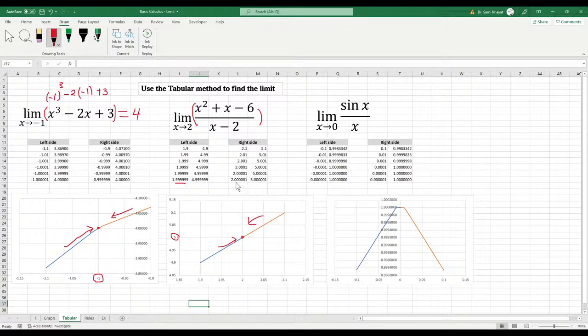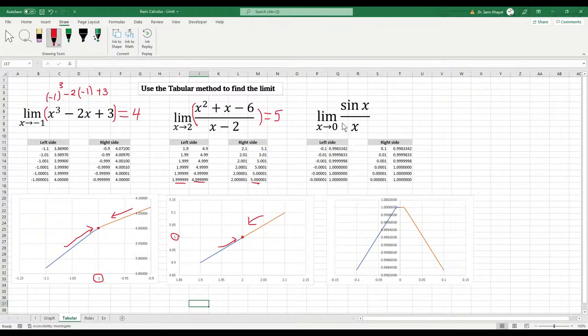When I reach 2.00001, he will give me 5.0001. Okay, I understand. Both of them are giving me 5. That's why we can say the limit of x approaching 2 of this function, which is x squared plus x minus 6 divided by x minus 2, equals 5. Okay.